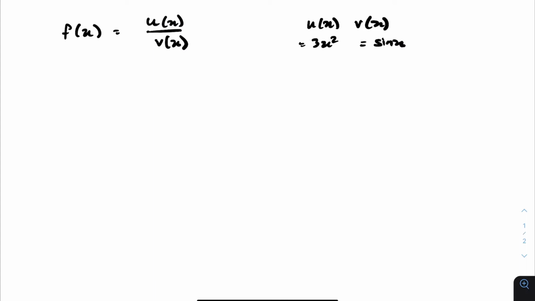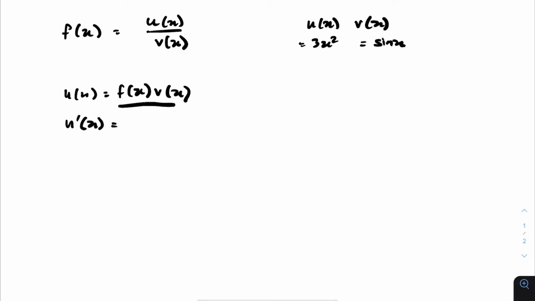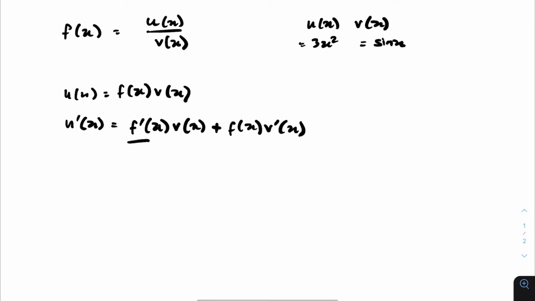So let's use the product rule as our basis for this quotient rule proof. So let's say we multiply each side by v of x in this equation to get u of x is equal to f of x times v of x. And now let's differentiate u of x. And since this is a product here, we can actually use the product rule to differentiate this to get f prime, or derivative of f of x, times v of x, plus f of x times the derivative of v of x. And now all we have to do is solve for the derivative of f of x, because that's what we're trying to find in the first place.